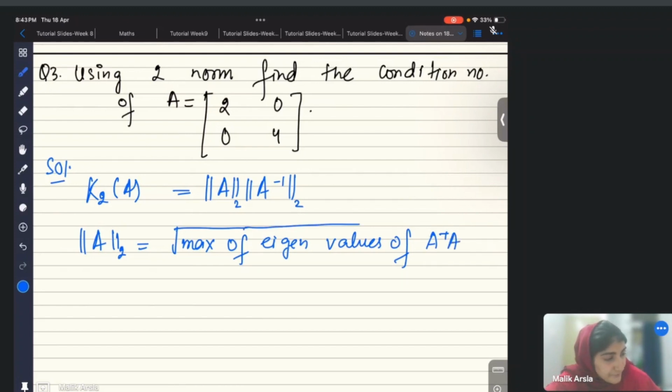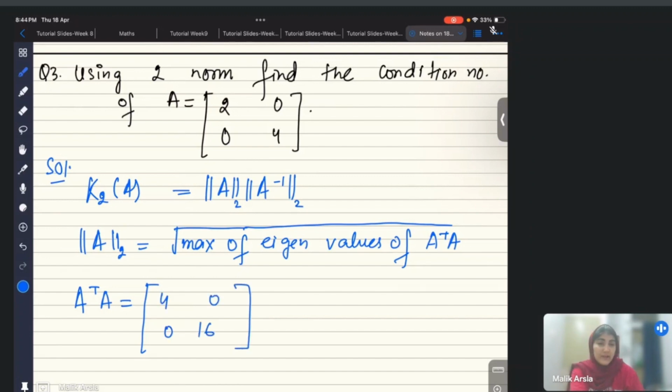Okay, so the root of the maximum among the eigenvalues of A transpose A is equal to the 2 norm of A. Since it is a 2 cross 2 diagonal matrix, A transpose A is simply equal to A square, which is equal to 4, 0, 0 and 16.